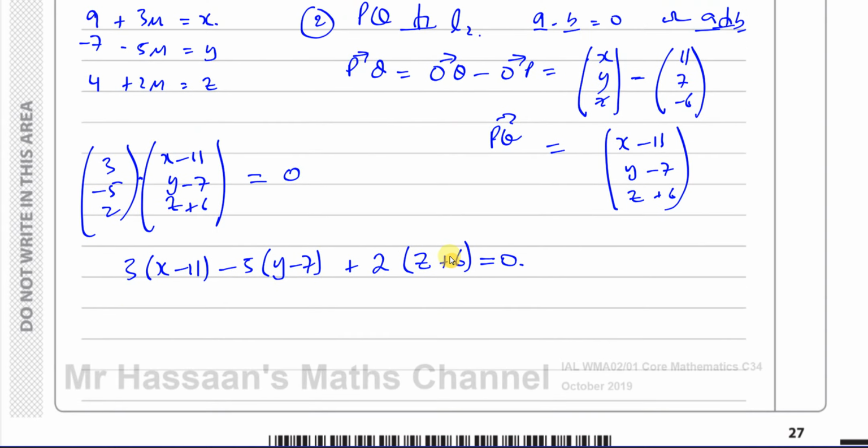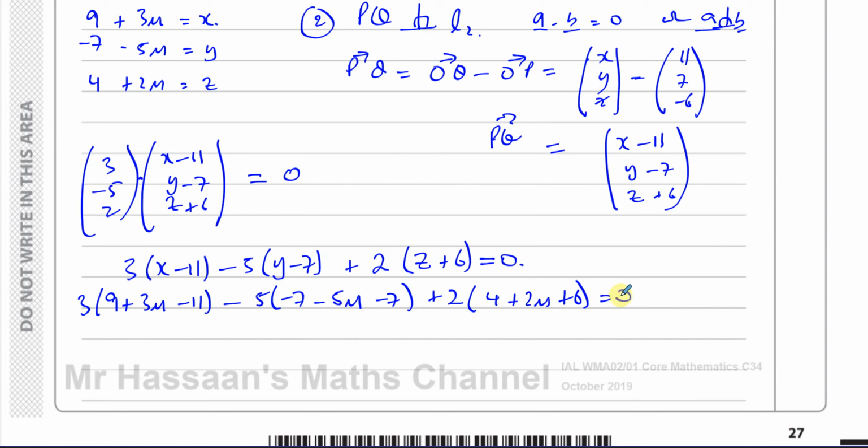So now we have to replace the x with 9 plus 3μ. So you have 3 times (9 plus 3μ minus 11), minus 5 times, and for y it's going to be (minus 7 minus 5μ minus 7), and for z you're going to have plus 2 times (4 plus 2μ plus 6), and all of that has to equal 0.